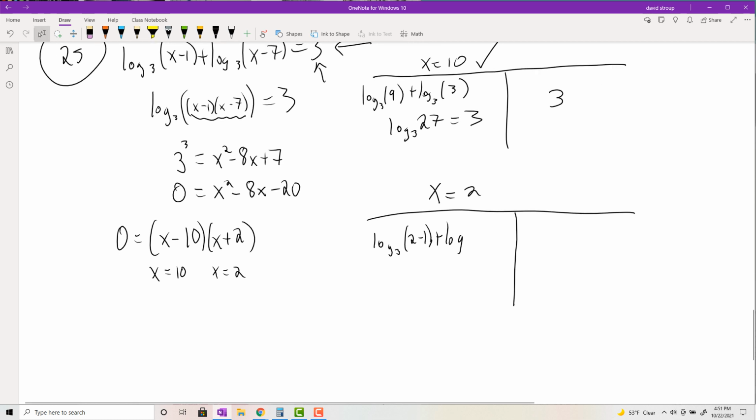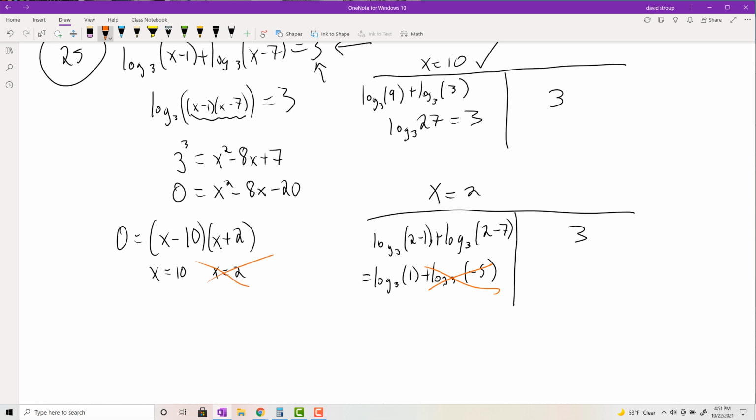The other guy, though, is not going to work. So you have log base 3 of 2 minus 1. That's okay, but log base 3 of 2 minus 7 is the troublemaker. On the right, it's 3, but on the left, this thing won't work, because you got a negative 5 in there. And that right there, folks, is bad news. That means you have to throw out that as your answer, and the only answer is 10.